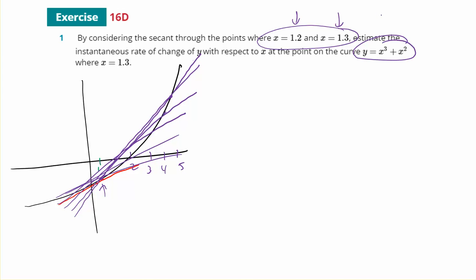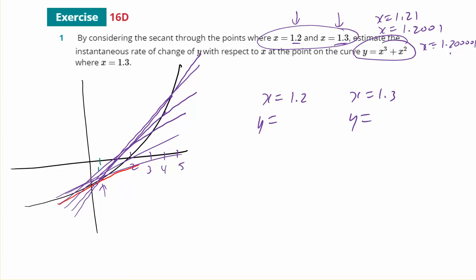Now, what would even be a better point to choose apart from 1.3? Well, 1.21 would be better because that's even closer to 1.2. Even better would be 1.20001, even better would be 1.200001. These are extremely close to the point, but we'll just make life simpler and choose 1.3. So, how do I get the average rate of change between the points to estimate the instantaneous rate of change? You just sub into the original equation, x equals 1.2 and x equals 1.3. You're just trying to find the corresponding values.